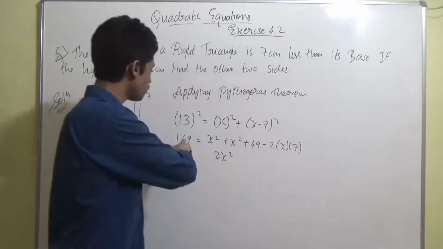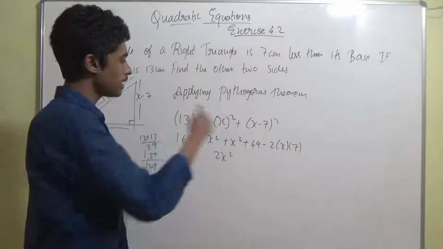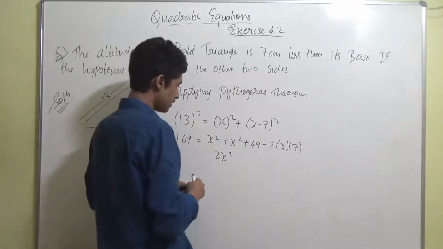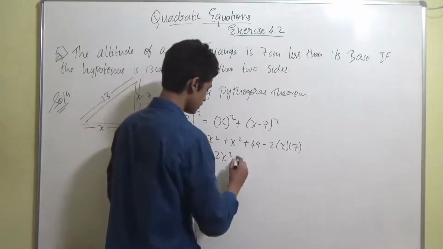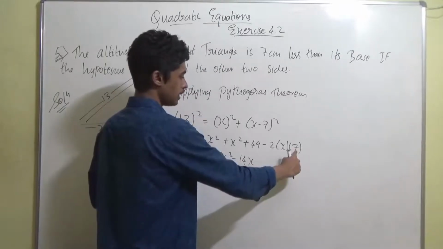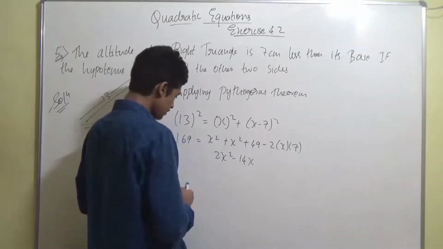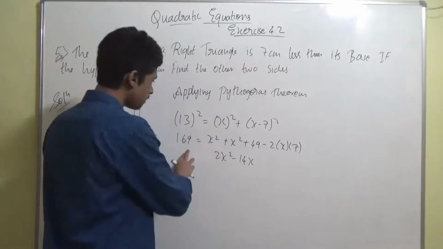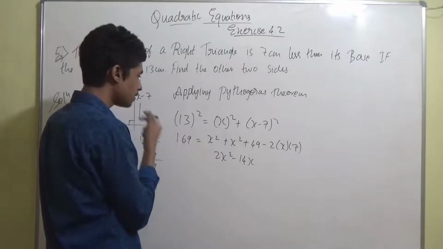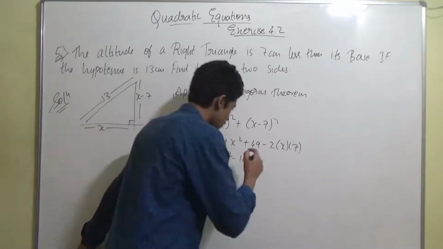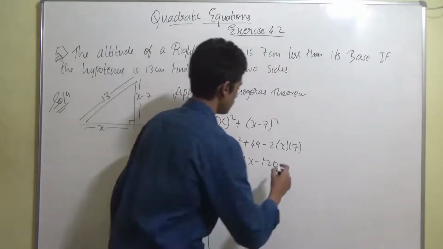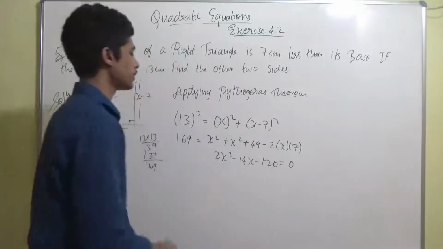Okay, I'll bring this 169 to RHS. We'll bring all the terms to one side and let 0 be on one side. Right, 2x square. Okay, I'll bring this term here first. Minus 14x. Right, minus 2 into 7 is 14 and x. Right, now if I bring this term, this will become minus 169 plus 49. It becomes minus 120. Correct? Minus 120 equal to 0. So this is the equation guys.